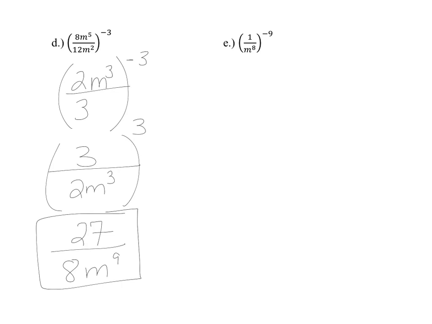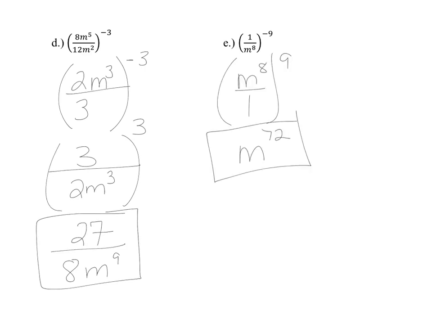Now stop the video and do the next one 100% on your own. All right, so this one, final answer just becomes m to the 72nd, right? This one you almost could do in your head. You're just going to flip it, multiply your exponents, and you've got it.